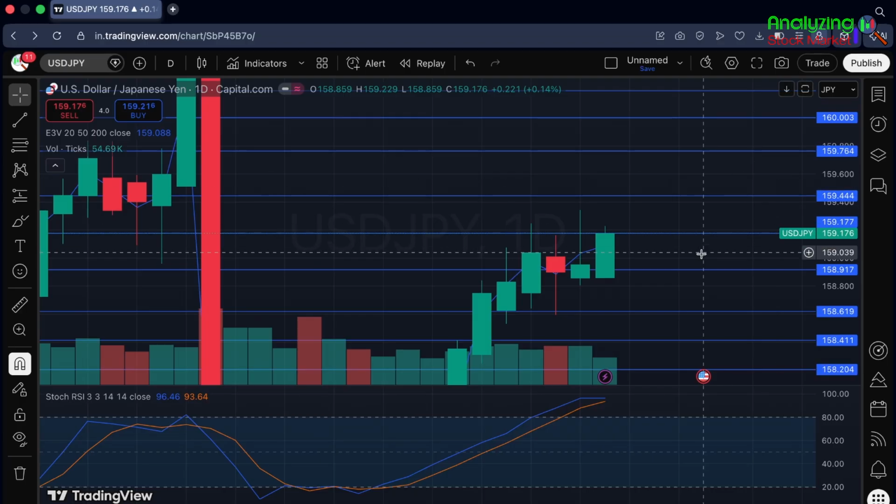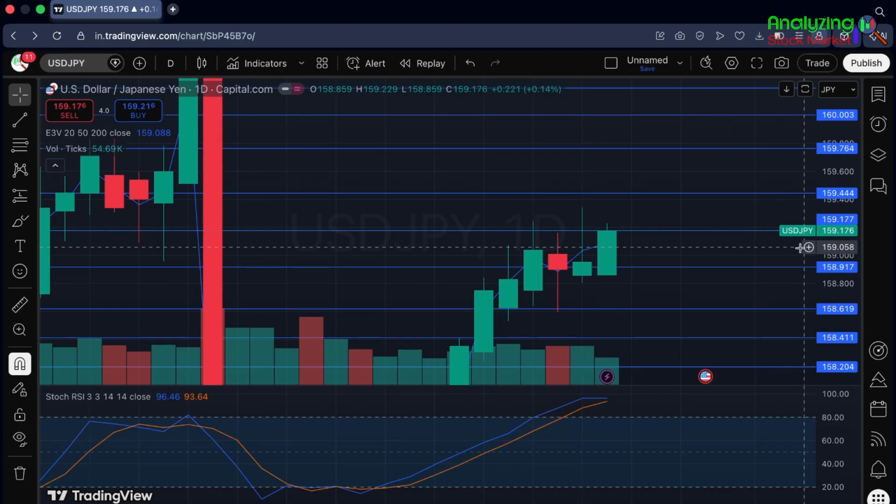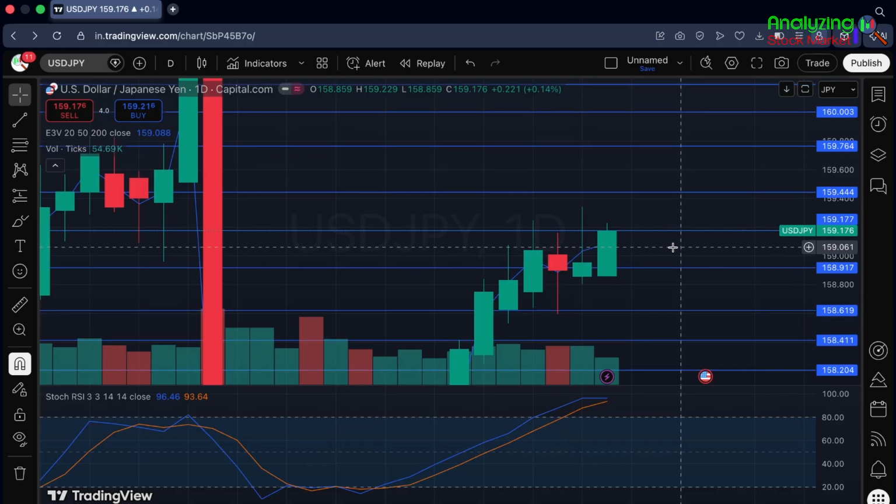So these are two important support zones and resistance zones which will help you take better stop loss and target levels for this week. So do mark these levels.